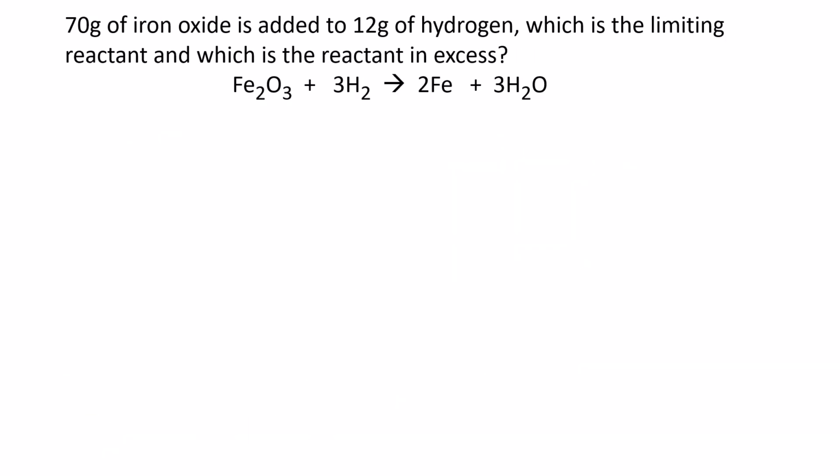Here's a question to try for yourself, so pause the video and have a go. 70 grams of iron oxide is added to 12 grams of hydrogen. Which is the limiting reactant and which is the reactant in excess?